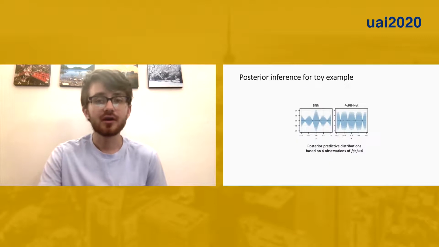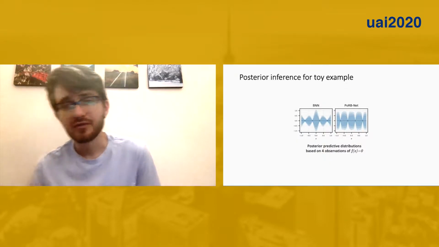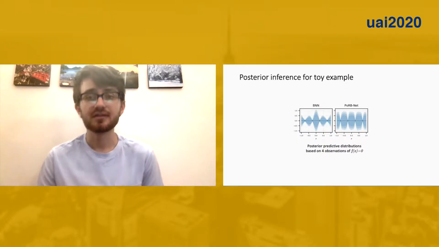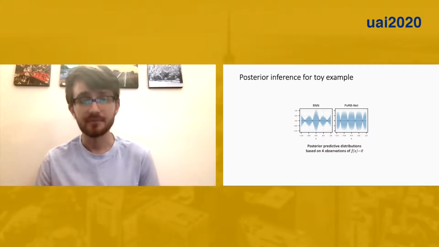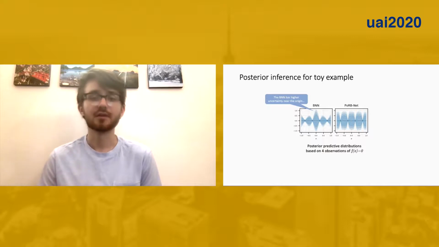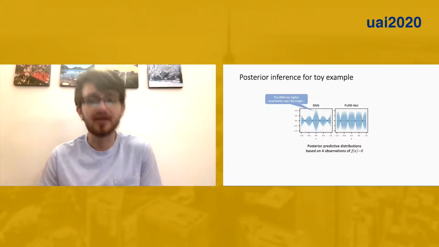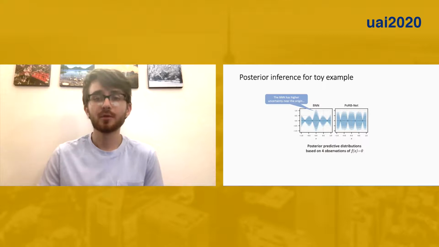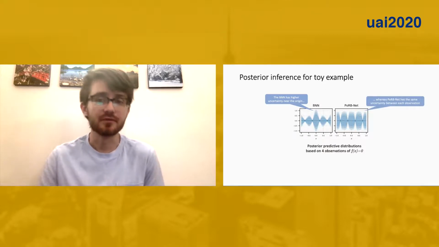And this can have really important consequences for posteriors. So here's the posterior predictives conditioned on data from a function that's the same everywhere, f of x equals 0. Consistent with the priors we saw before, the BNN has relatively more uncertainty near the origin as compared to away from it, whereas PoRB-Net has even uncertainty over the input space.